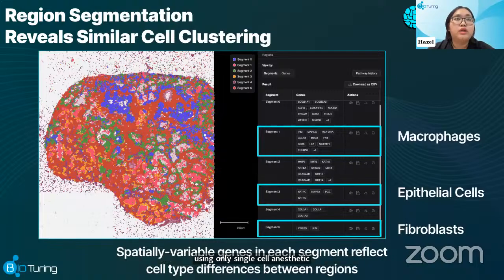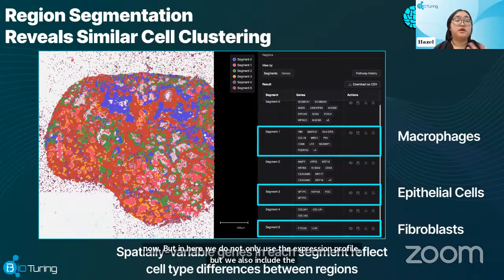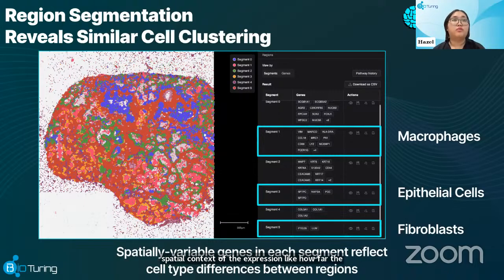However, we are working with a spatial data set, right? So that's why we perform the region segmentation, which is another clustering tool available on SpatialX for now. But in here, we do not only use the expression profile, but we also include the spatial context of the expression, like how far the transcripts and how far the cells are away from each other. And then we came up with these different segments on the actual tissue. And we also give you the associated genes with each of the segments.